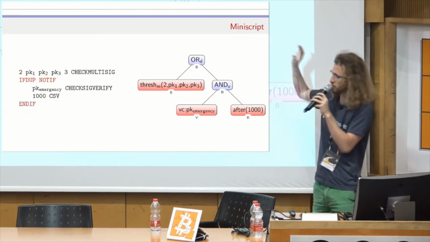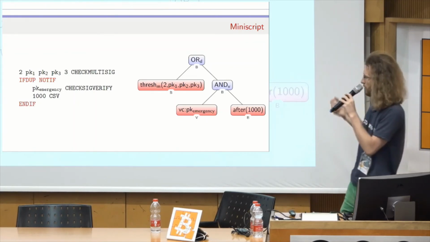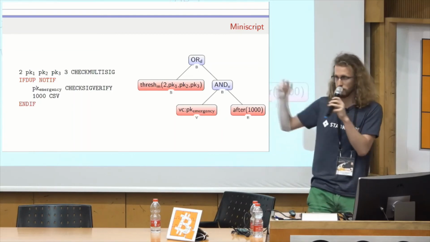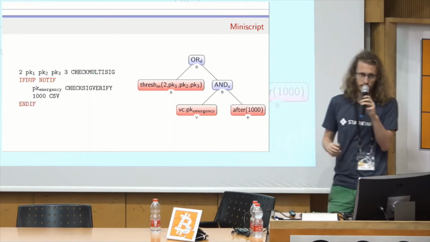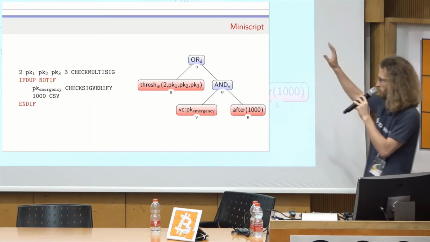MiniScript covers all of that. We have a library written in Rust that you can use. You just plug it in. You can take a Bitcoin script like one that you've already deployed, parse it as a MiniScript, you get this kind of representation, and then the library will be able to answer all of the questions that I described.